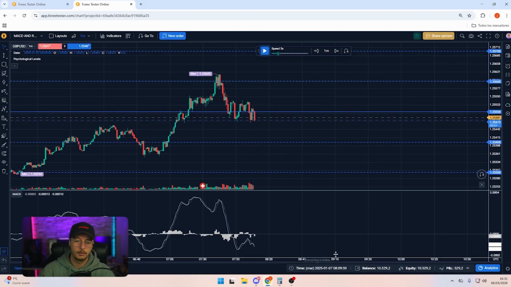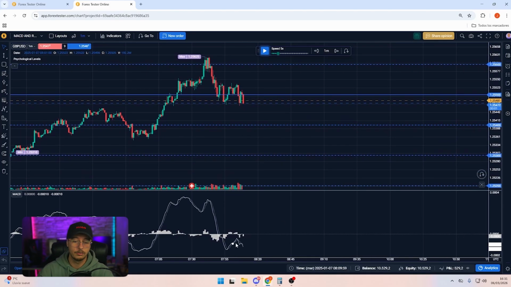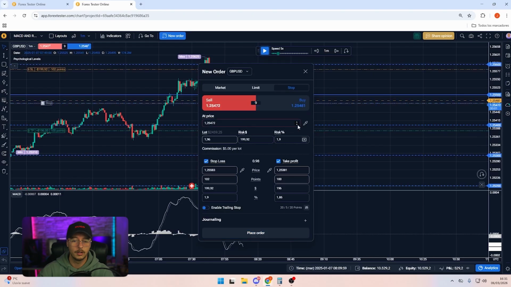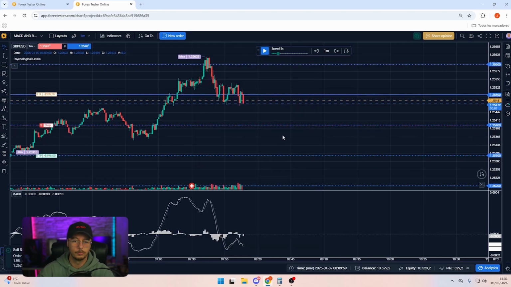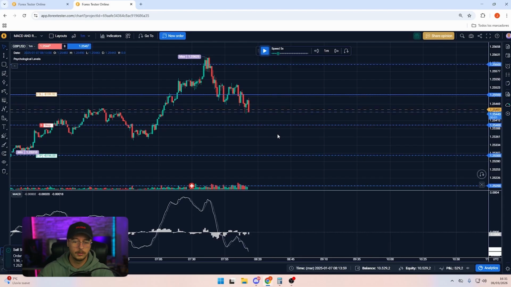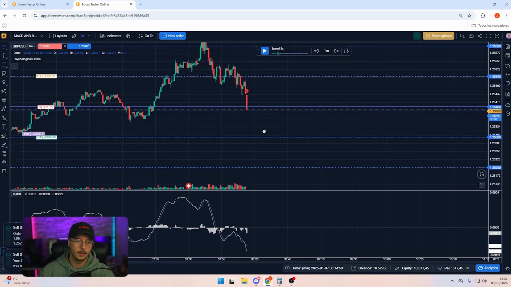So just now, 10 minutes have gone. We haven't had any unnecessary fake outs, and the MACD is still below. So now I'm going to add a sell stop just down here. And let's see how this trade performs. So we're going to go forward just a little bit, okay, there we go.